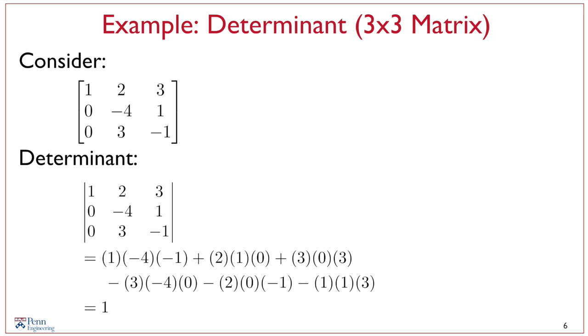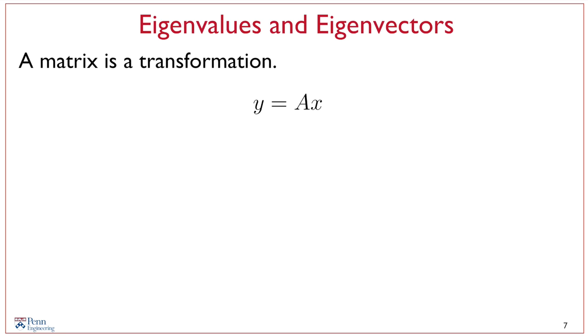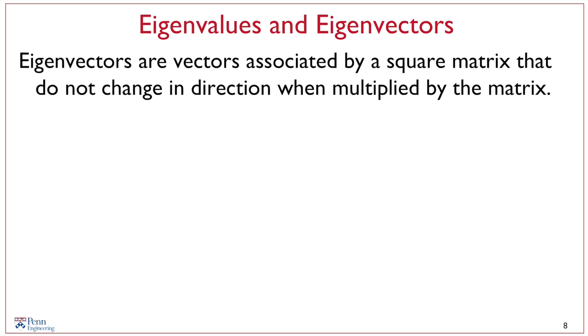Knowing how to calculate a matrix determinant allows us to find the eigenvalues and eigenvectors of a square matrix. We can think of a matrix as a transformation. That is, when we multiply a matrix A by a vector x, we transform the vector x into a new vector y. This transformed vector y can possibly have a different magnitude and/or a different direction than the original vector x. Eigenvectors are vectors that do not change direction when multiplied by the matrix.